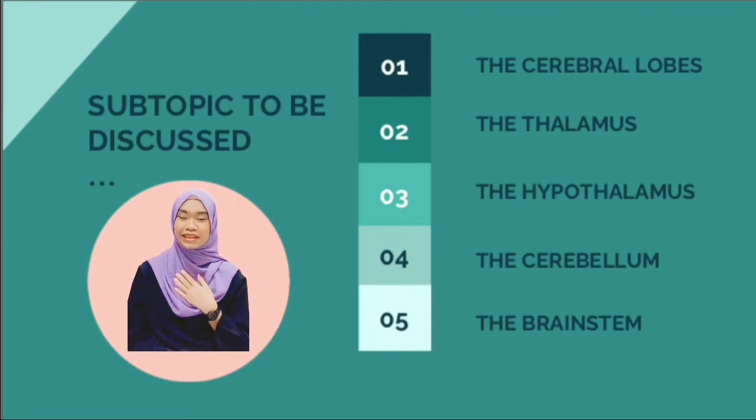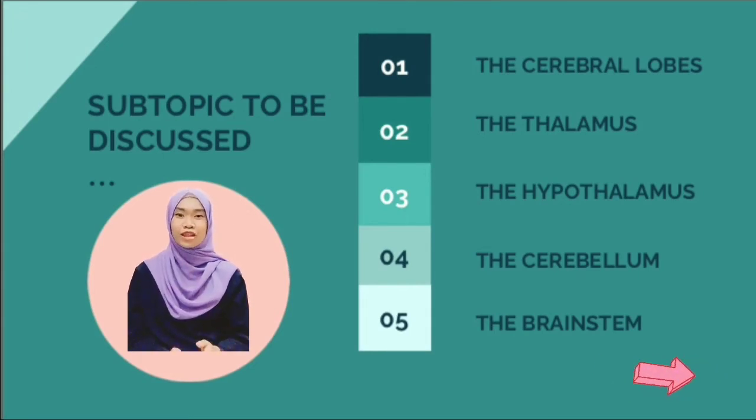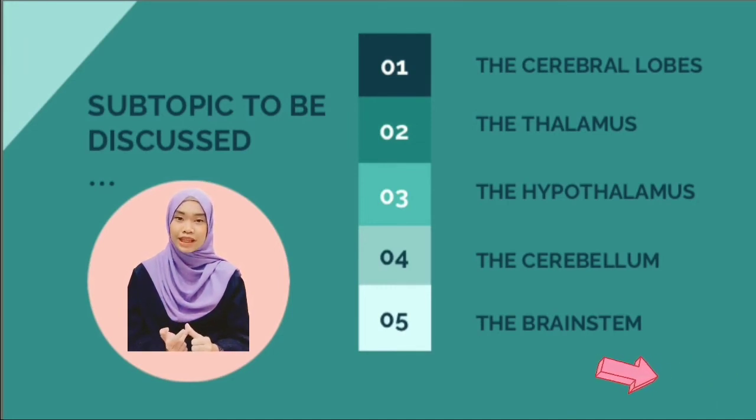My name is Nurul Amanina binti Muhammad Sa'ad, and I would like to explain about the cerebellum, the thalamus, the hypothalamus, and the brainstem.